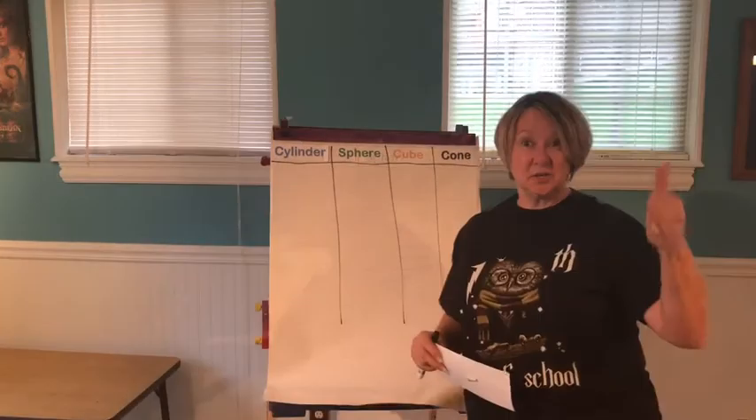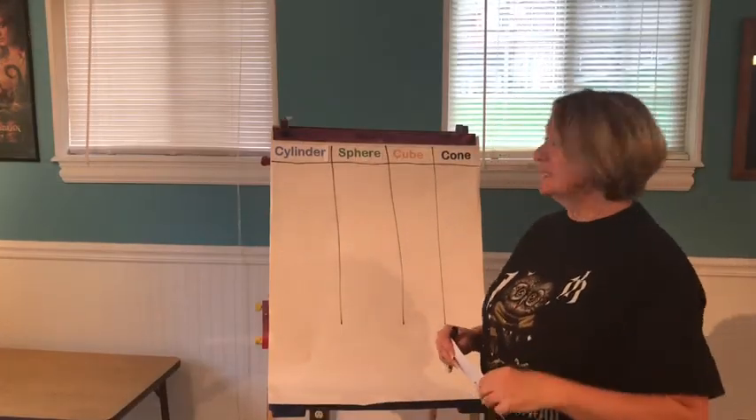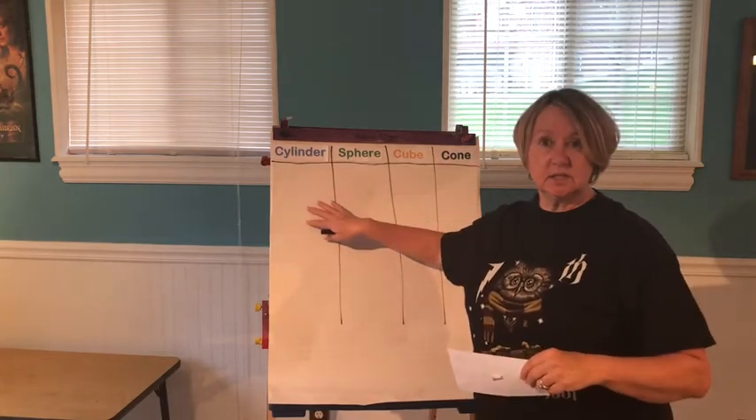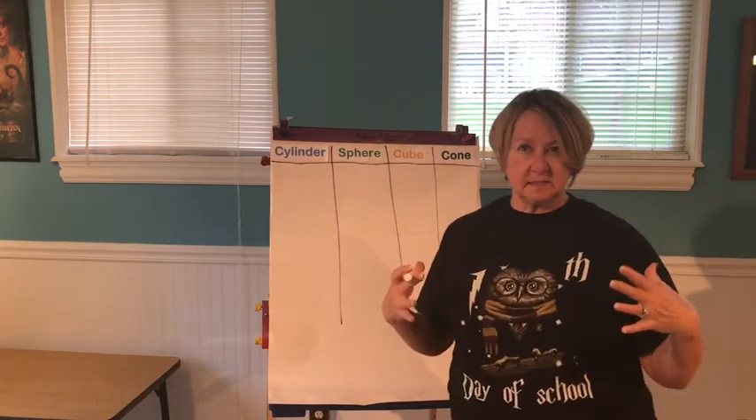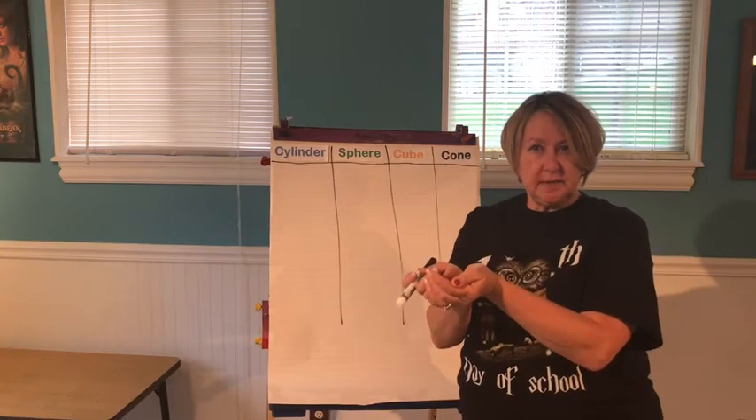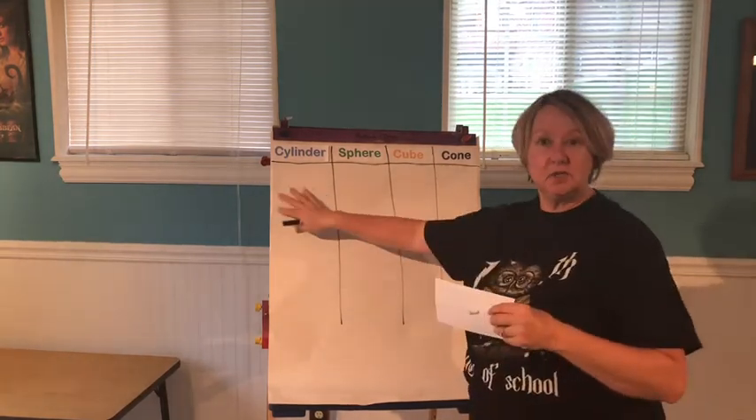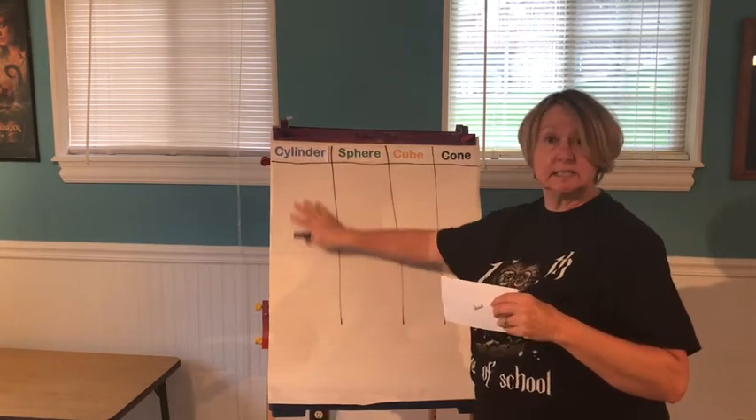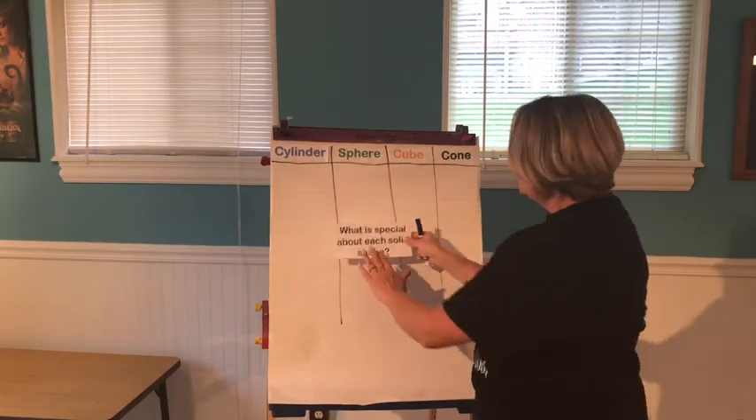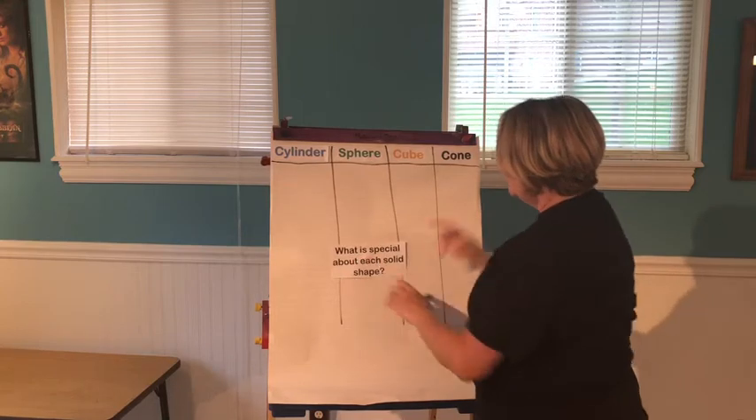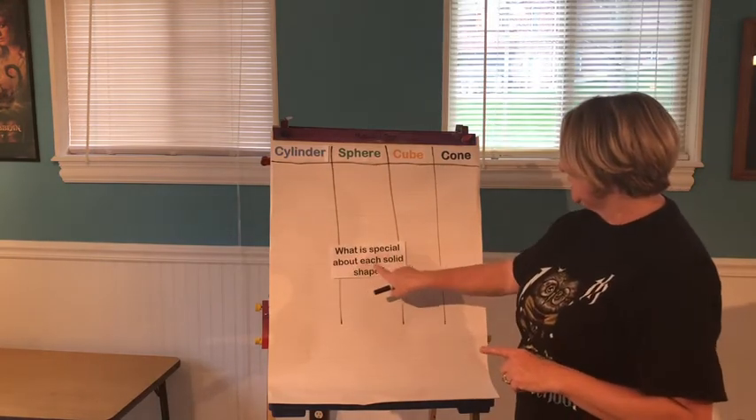All right. Got all your stuff to write with? All right, let's get started with this lesson. We're going to review our solid shapes. When you think about a solid shape, it's like something you can hold in your hand. So we're going to do something really special with our chart here. It's a graphic organizer, and we're going to collect some data under each column. The one thing we're going to look at is what is special about each solid shape.